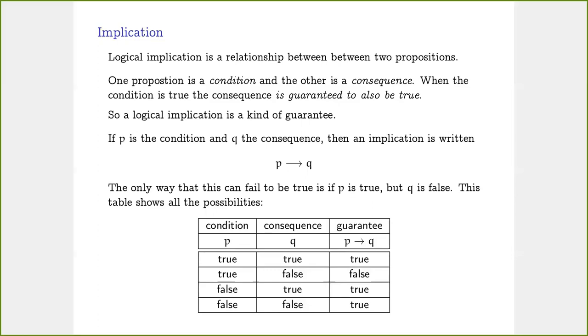The third and fourth rows are harder to understand. They're part of the definition of what we mean by this relationship. Let's say that they both occur when P is false, the condition is false. And it doesn't matter then whether Q is true or false. The guarantee P implies Q is true.